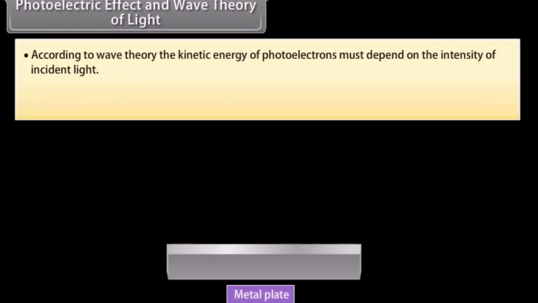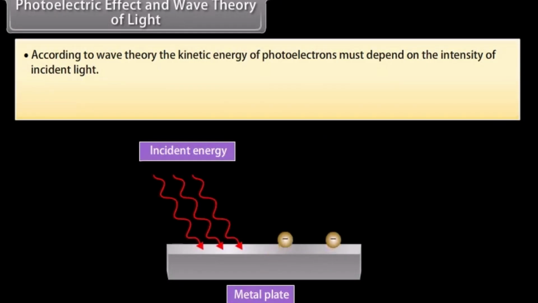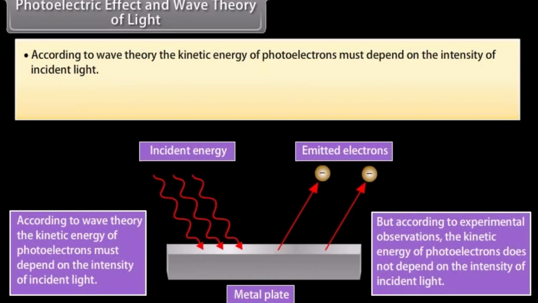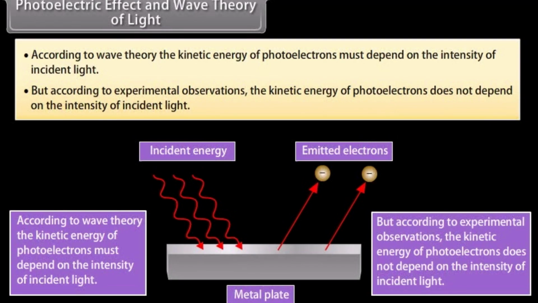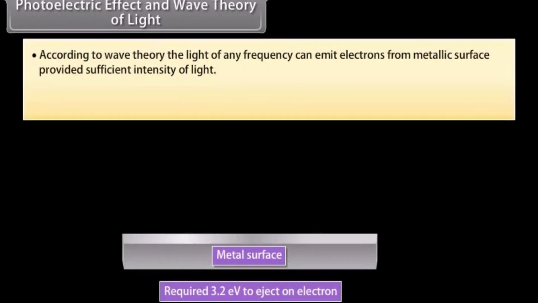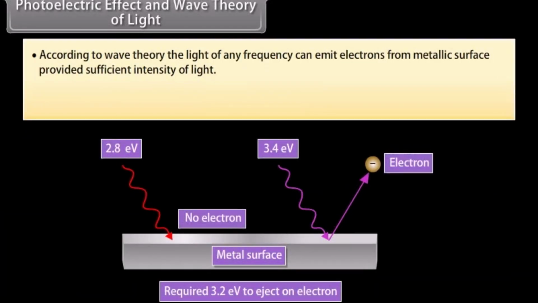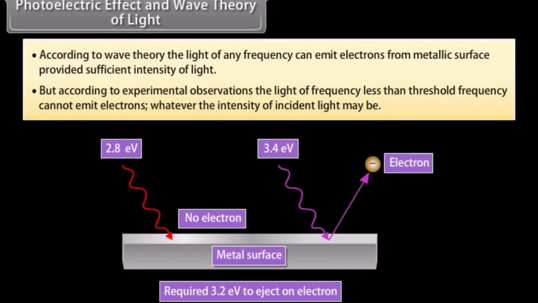Photoelectric effect and wave theory of light. According to wave theory, the kinetic energy of photoelectrons must depend on the intensity of incident light. But according to experimental observations, the kinetic energy of photoelectrons does not depend on the intensity of incident light. According to wave theory, light of any frequency can emit electrons from a metallic surface provided the intensity of light is sufficient. But according to the experimental observations, light of frequency less than the threshold frequency cannot emit electrons, whatever the intensity of incident light may be.